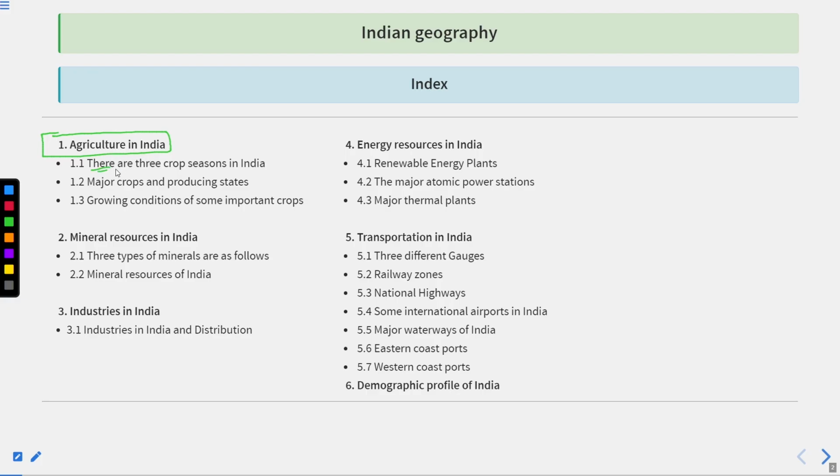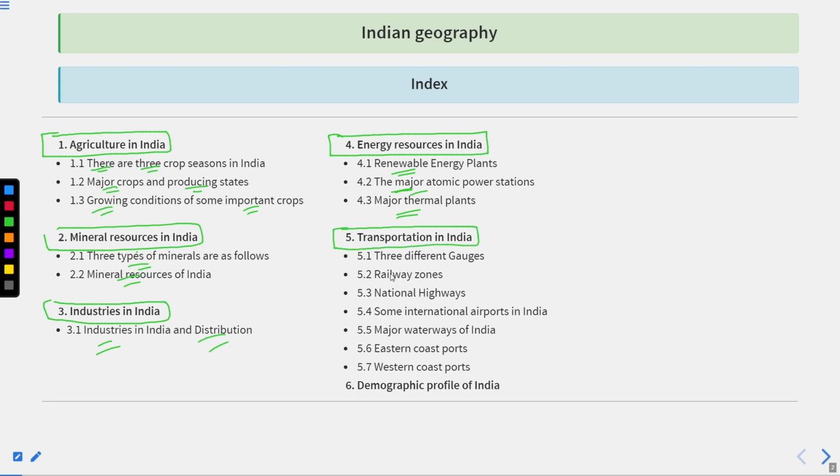In this, we will discuss the three crop regions in India, major crops and their producing states, growing conditions of some of the important crops, mineral resources in India, and the three types of mineral resources of India. Thereafter, we will discuss industries in India and their distribution. Thereafter, the energy resources in India, where we will discuss renewable energy plants, major atomic power stations, major thermal plants.